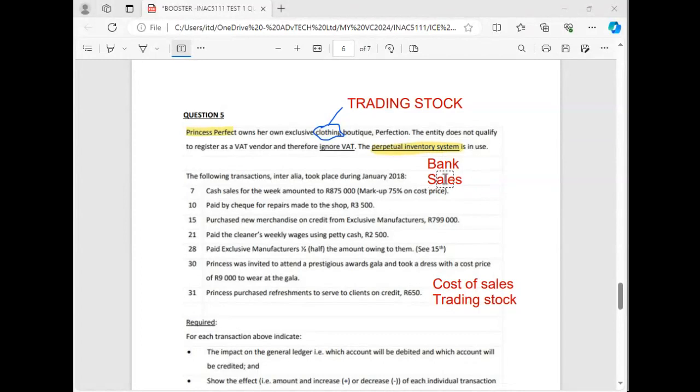Guys, you cannot mix. You can't say here sales and cost of sales. Never. You must always have bank and sales if you sold for cash. How did I find bank? It's because of the cash. How did I find sales? It's because I sold stock here. How did I know cost of sales? Because there's a cost price here. How did I know that I must have trading stock? It's because the cost price is the cost price of the trading stock. So they always go together. I've been saying this, I don't know how many times.